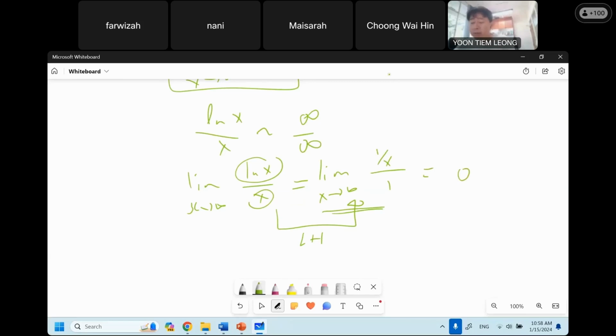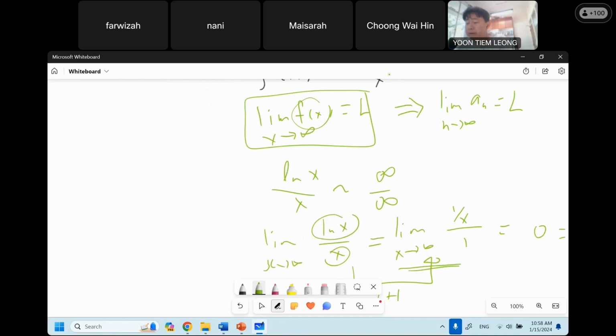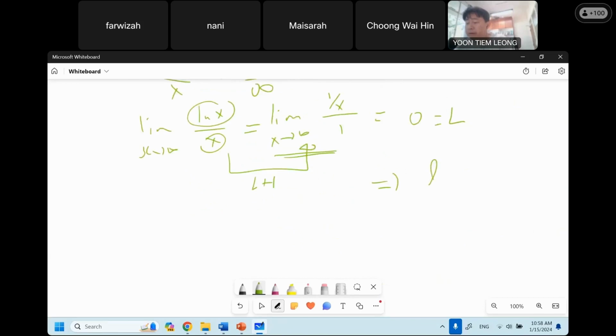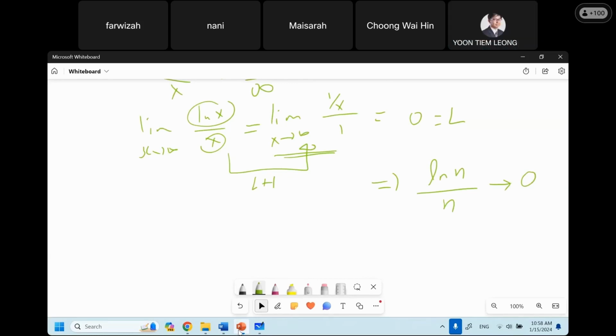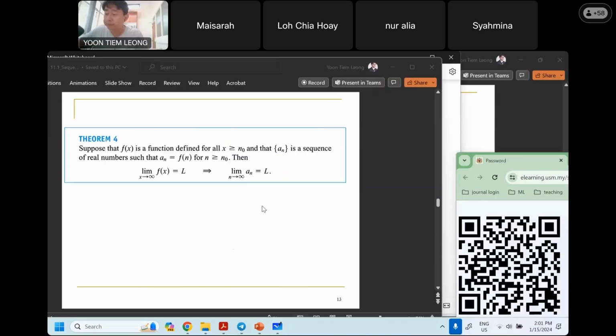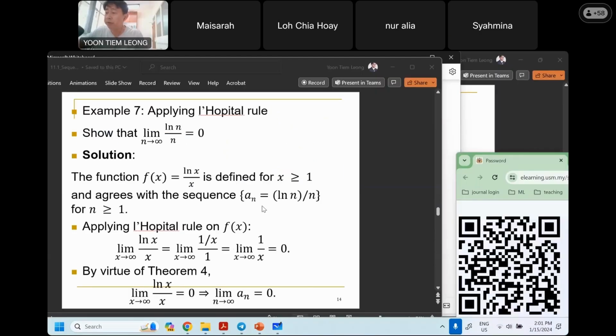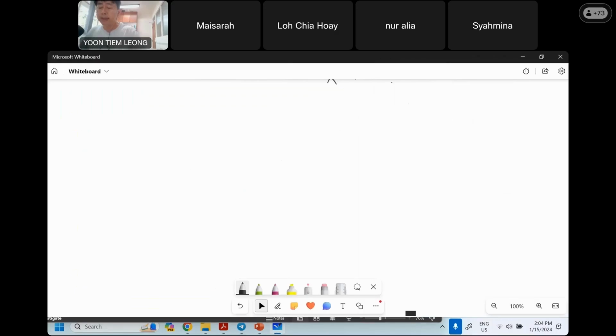Therefore, the L obtained for the limit of the function f(x) is 0. It implies that the limit of the sequence ln n over n tends to 0 as well. That is a very simple application of theorem 4 to this sequence. And we're going to continue to discuss example 9.